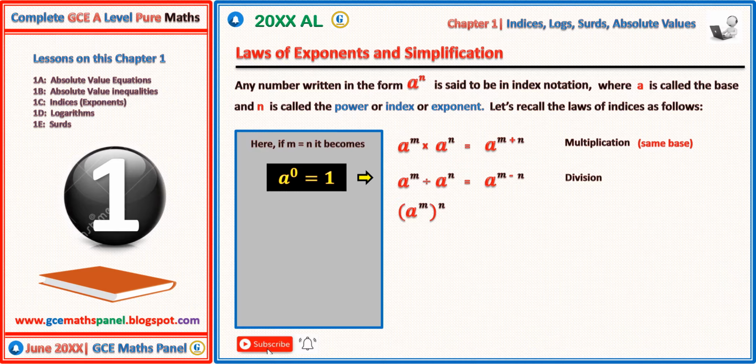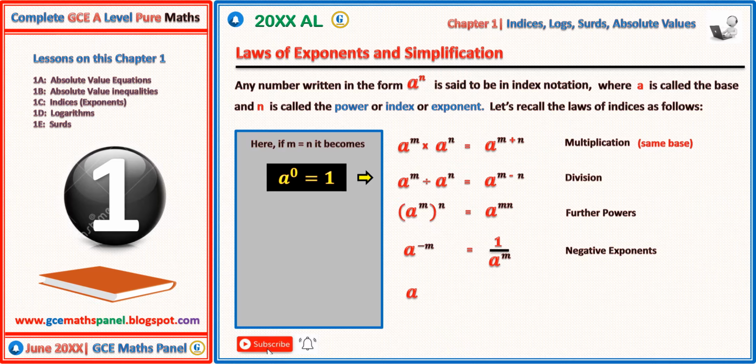For the law of further powers, if we have a to the power m further raised to another power n, this gives us a to the power m times n, and this law is called the law of further powers. For negative exponents, a to the power minus m is the same as 1 over a to the power plus m. Similarly, a to the power m is the same as 1 over a to the power minus m. And this is the law of negative exponents.